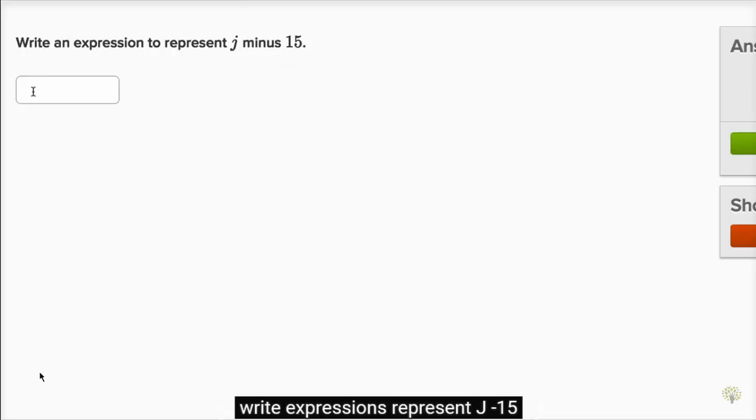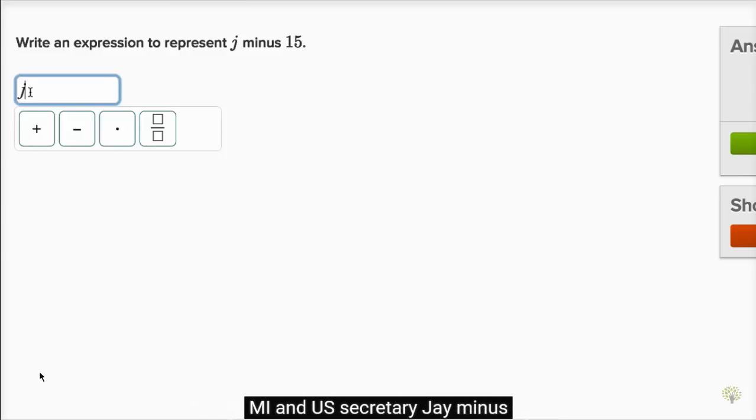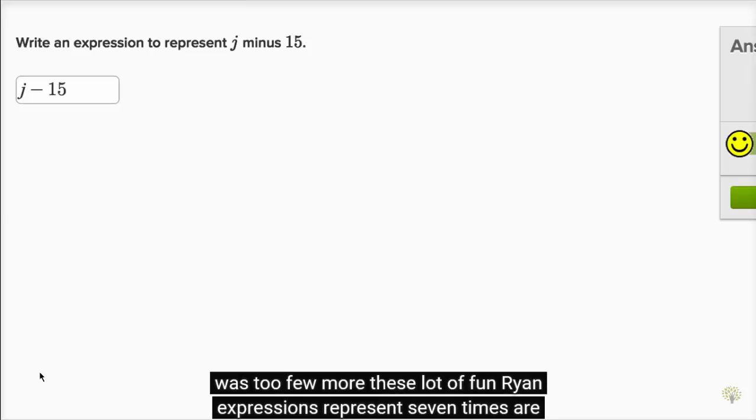Let's do a few more of these. Write an expression to represent j minus 15. Well, I could just write it with math symbols instead of writing the word minus. Instead of writing minus, I could write j minus 15. And then I check my answer. Got it right. Let's do a few more of these. This is a lot of fun.